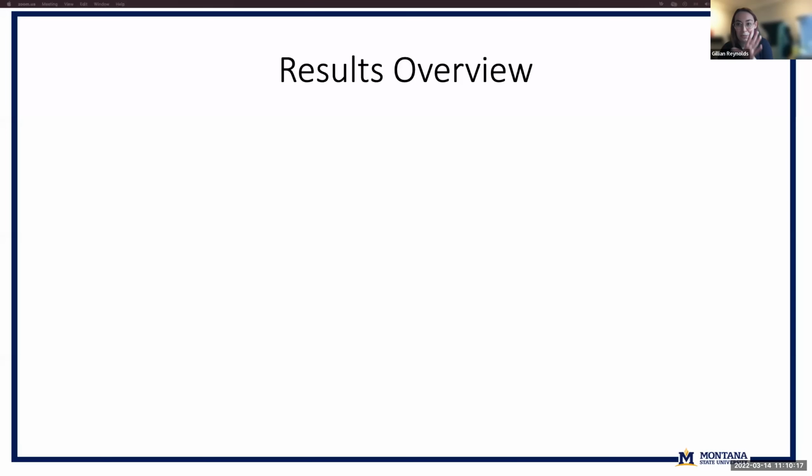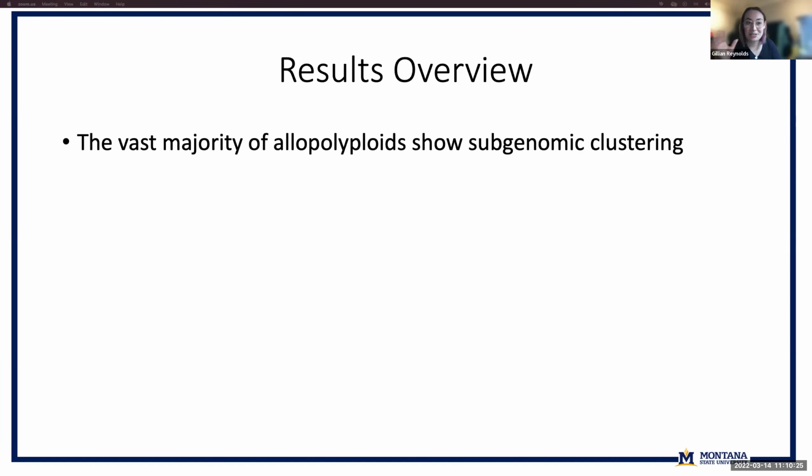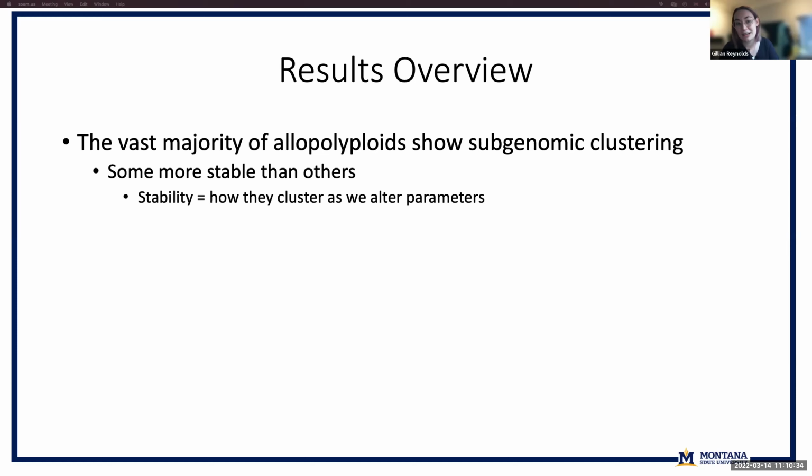Now, I'm just going to provide you a brief overview of the results before I absolutely baffle your brains with as many images as I could squeeze into this presentation, because they're so cool. The vast majority of allopolyploids actually do show subgenomic clustering, which is really exciting. Some are more stable than others. When I talk about stability, I'm talking about how they cluster as we alter parameters, meaning the sampled k-mer ranges and also the scale factors that I've mentioned. If their clustering pattern remains stable as I alter these parameters, I call them stable. If they vary, then they're unstable.